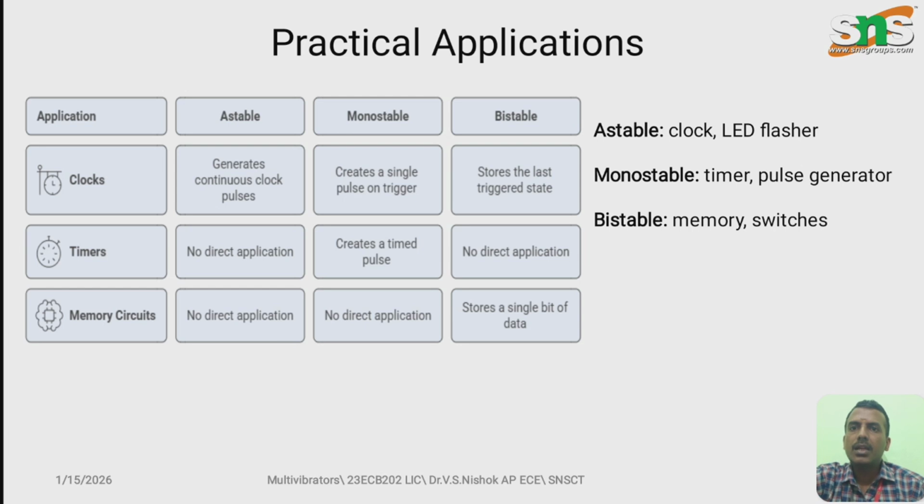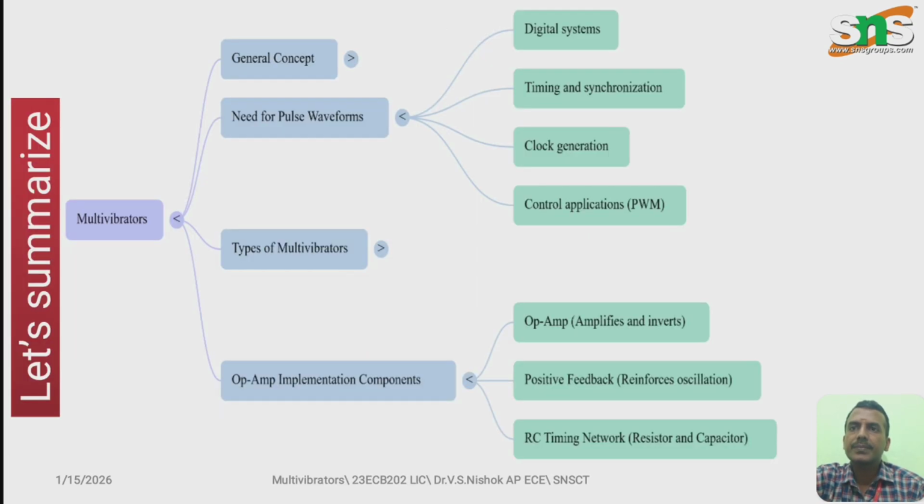So I'm coming to the practical applications. Here the astable multivibrator is used mainly for clock signals, blinker circuits and flashers. Coming to the monostable circuit, it is mainly used for timer circuits, and the bistable multivibrator is used for memory circuits like flip-flops and switches.